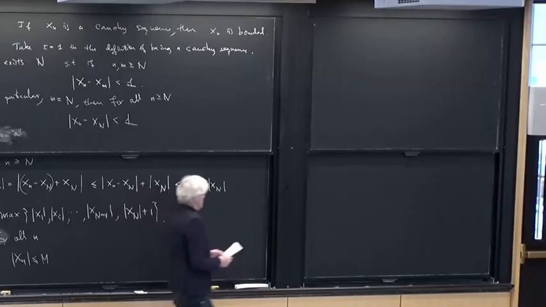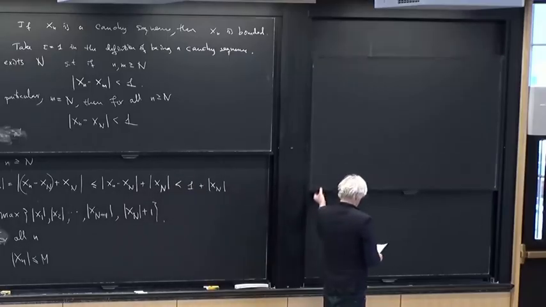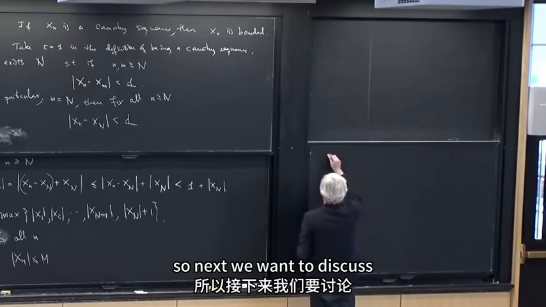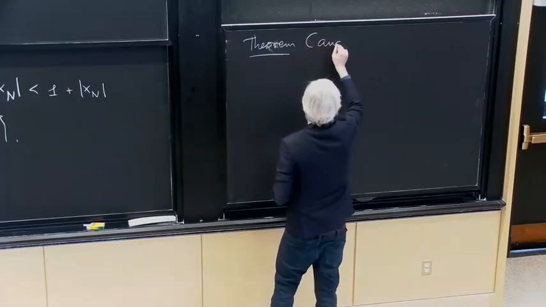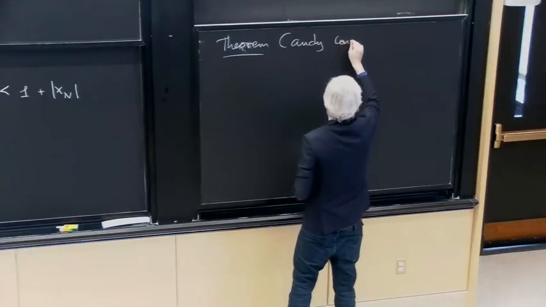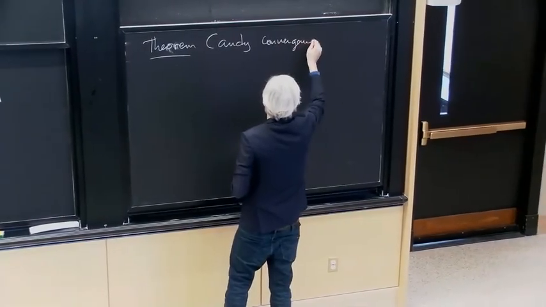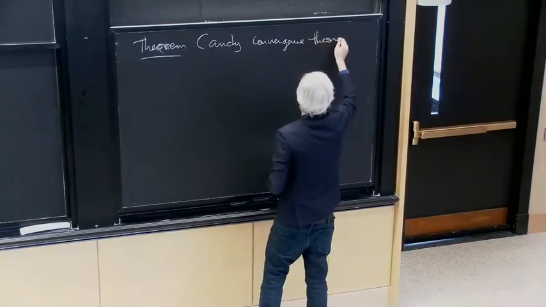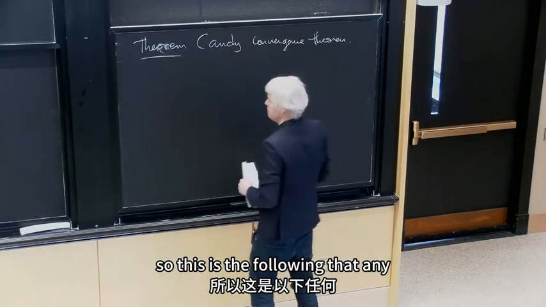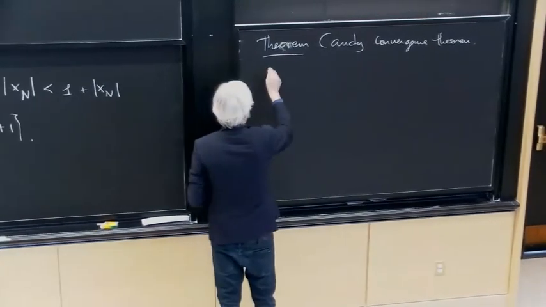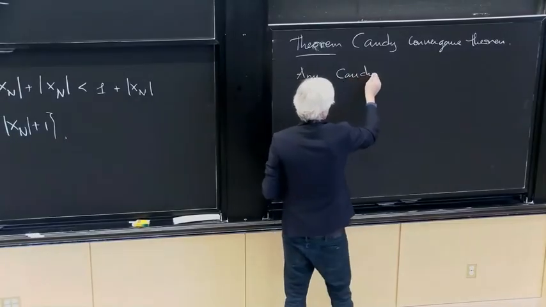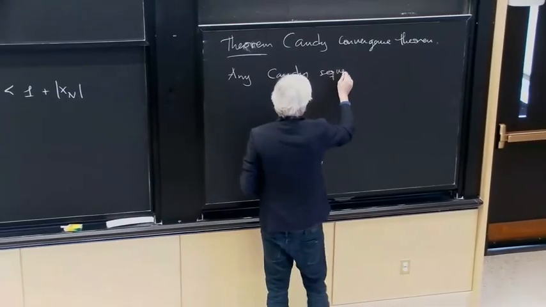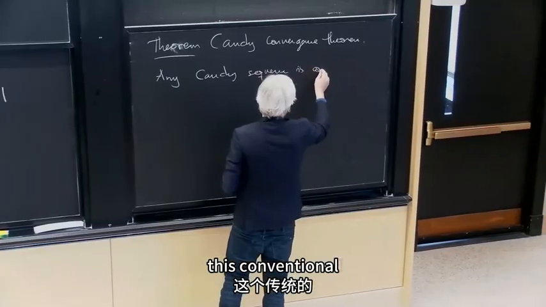Okay. Now we have the Cauchy convergence theorem. So next we will discuss the Cauchy convergence theorem. So this is the following: that any Cauchy sequence is convergent.